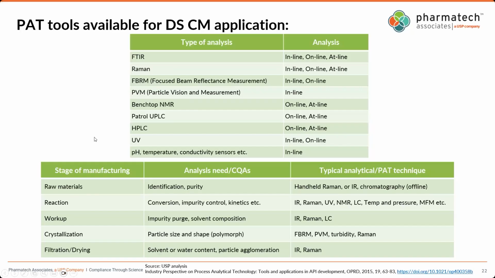As you can see here, the different types of analysis like FTIR, Raman, FBRM, and PVM can be used as inline, online, or at-line depending on the requirement of your process. For example, the FBRM and PVM are typically used inline because that gives you real-time information about the crystals, polymorph, or solubility, whatever you're using it for, or the crystallization. The benchtop NMR can be used inline or at-line. So there are different types of analysis available, and you can choose whether to do it inline or online depending on the requirement of your process.